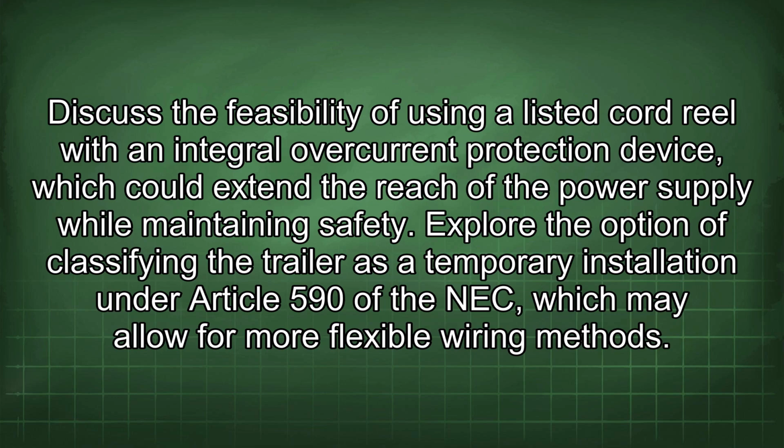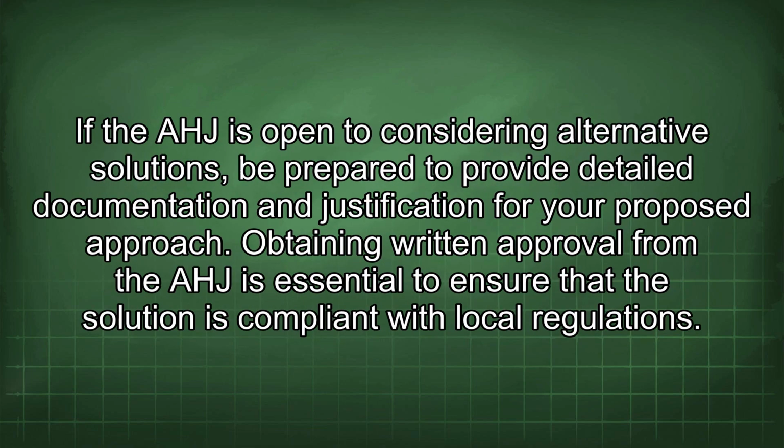Explore the option of classifying the trailer as a temporary installation under Article 590 of the NEC, which may allow for more flexible wiring methods. If the AHJ is open to considering alternative solutions, be prepared to provide detailed documentation and justification for your proposed approach. Obtaining written approval from the AHJ is essential to ensure that the solution is compliant with local regulations.